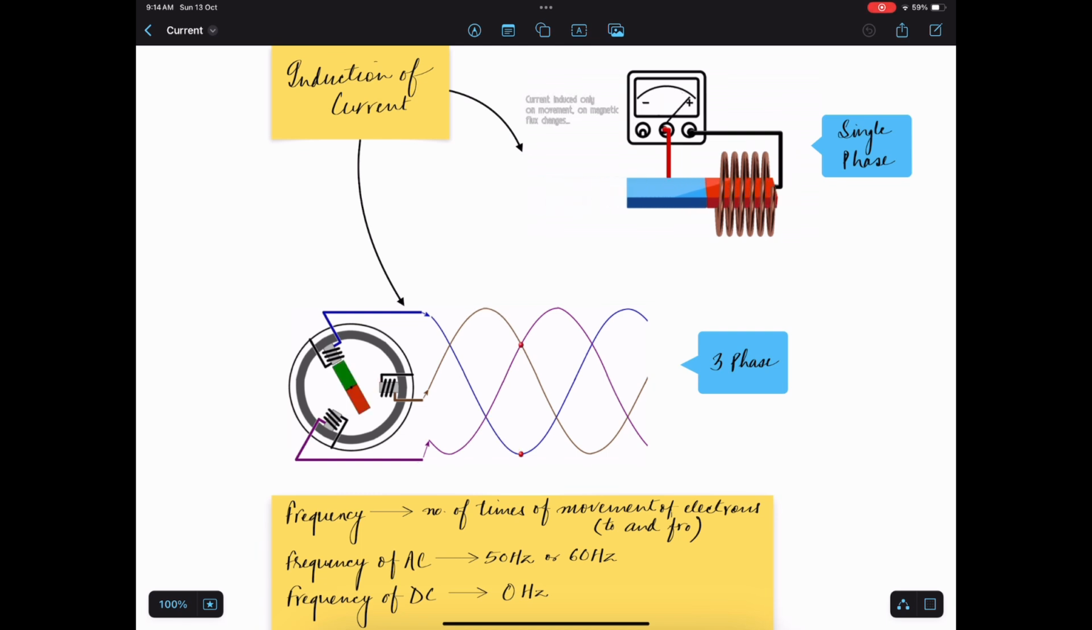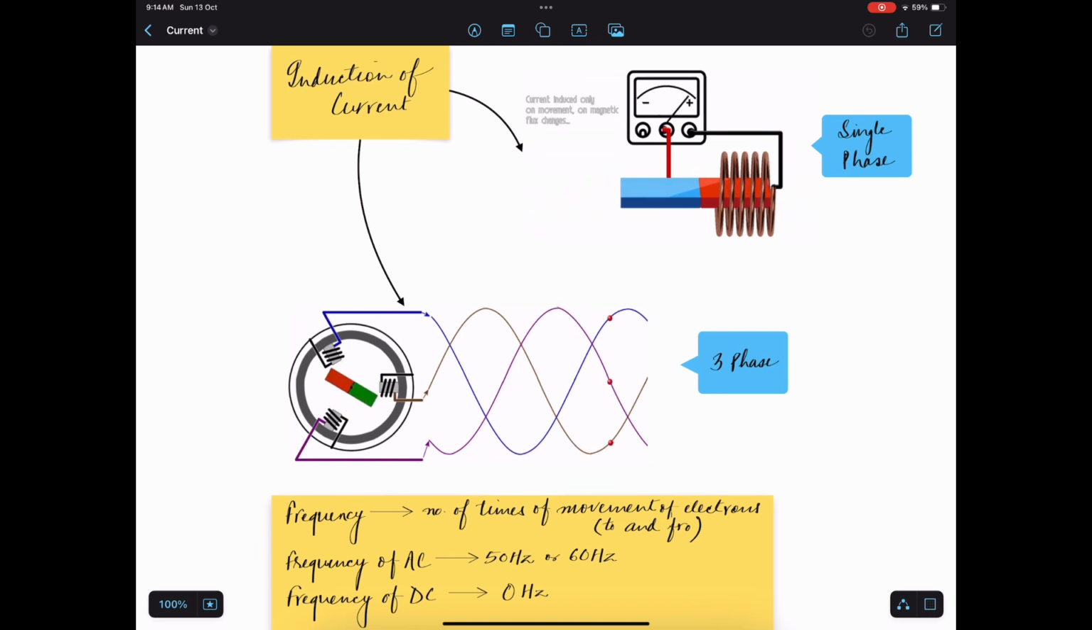When the pointer is going to the positive, you can think of this as the positive cycle of alternating current. And when the pointer is going to the negative, you can think of that as the negative cycle of the alternating current. So positive and then negative, positive and then negative. This is a sinusoidal wave that it creates with its motion. The same thing is happening with three phase. In single phase, we only have one magnet, but in three phase, we also have one magnet.